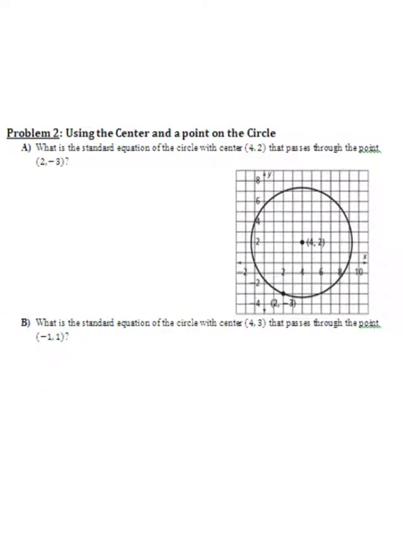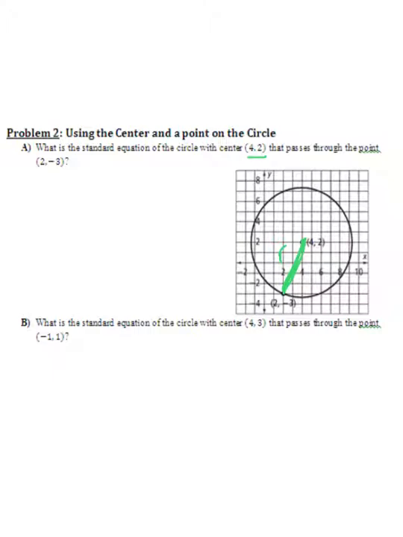Our next type of problem, we're going to use the center and a point on the circle to come up with our equation. So for our first example, what is the standard equation of the circle with the center of (4, 2) that passes through the point (2, negative 3)? So we know the center, we know what h and k are, but we don't know what r is. And what we're going to need to do is take these 2 points that they're given, and find that distance to find our radius.